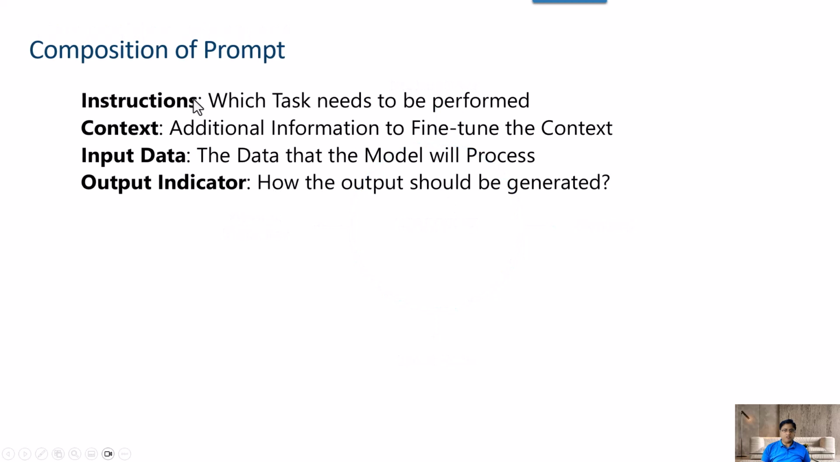Now let's understand what is instructions. Instructions are the tasks which need to be performed by the language model. Context. Context is additional information given for the prompt so that it can be fine-tuned. Input data. Input data is the data which will be used in the model to process the information. And then output indicator is how the output should be generated, in which format the output will be generated.